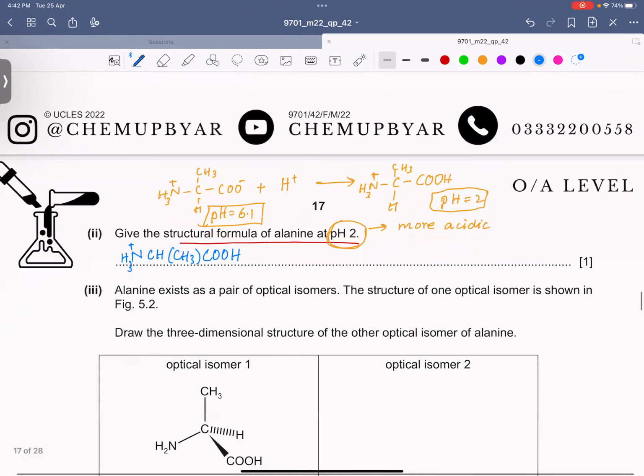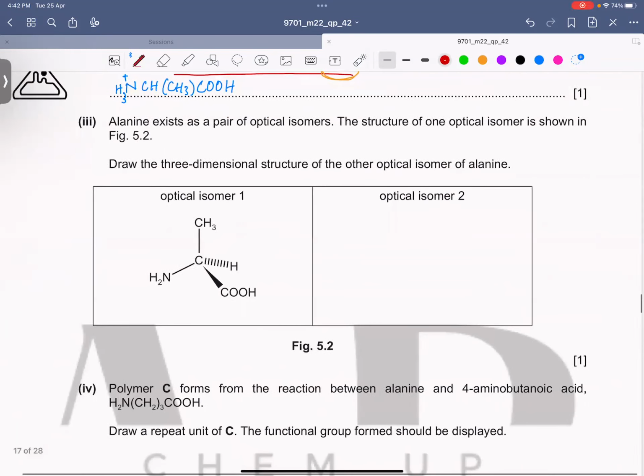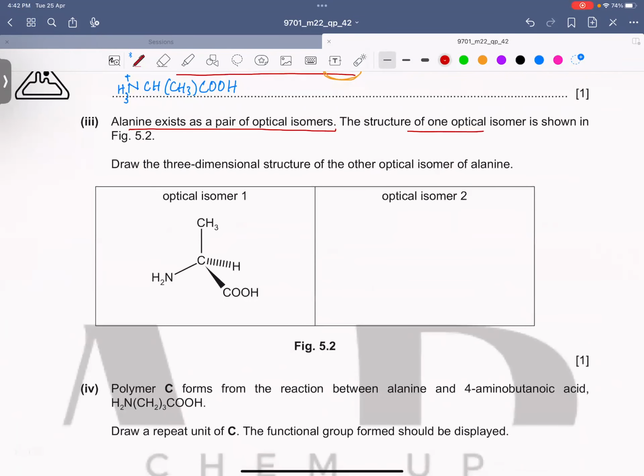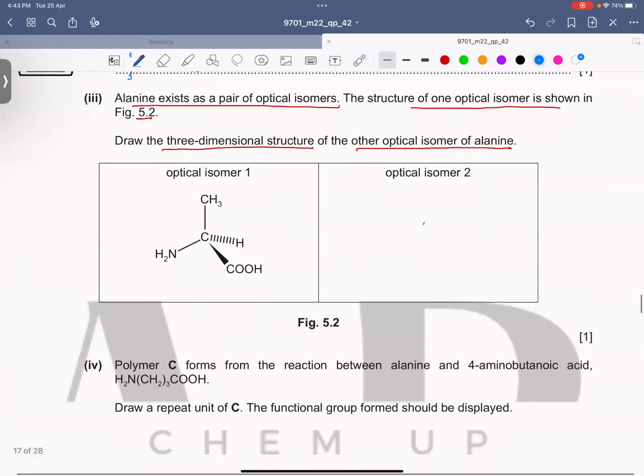Okay. Now next part. Alanine exists as a pair of optical isomers. The structure of one optical isomer is shown in figure 5.2. Draw the three-dimensional structure of the other optical isomer of alanine. So it would be very easy. You have to just draw its mirror image. So place a carbon in the center, one bond above, CH3, one bond going away, NH2, one bold bond having COOH, and having one dotted bond. Is this clear?